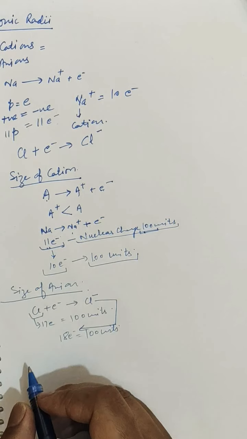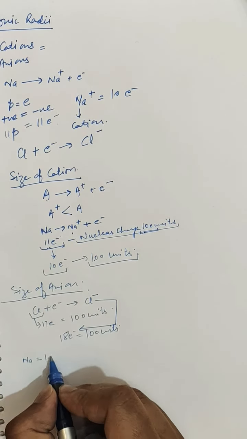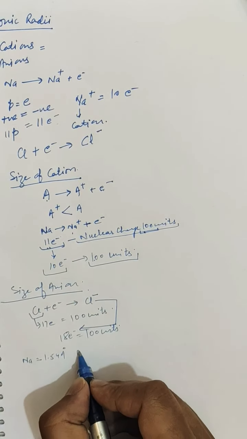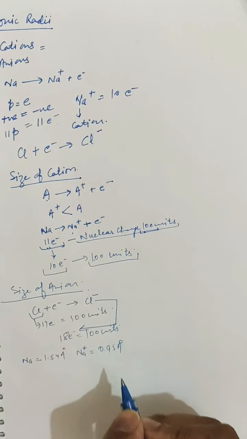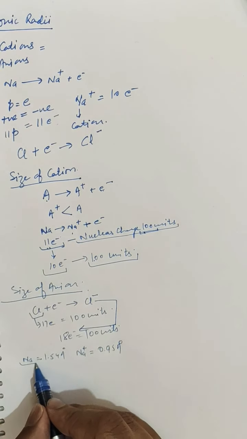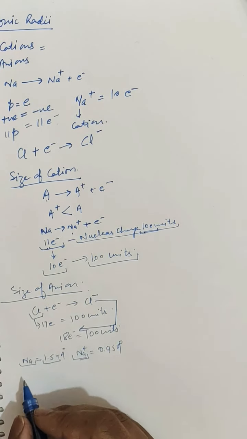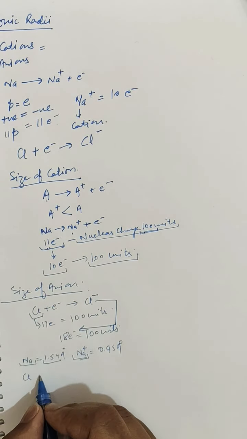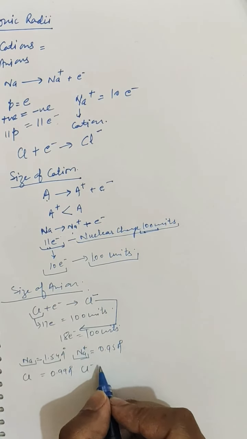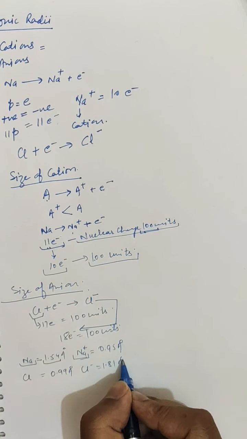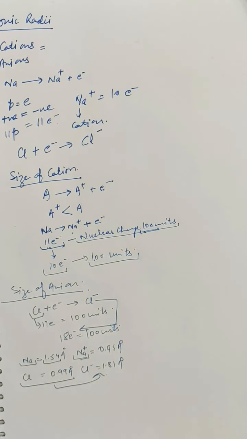So if you see, neutral sodium atom has 1.54 Angstrom size, whereas cationic sodium has 0.95 Angstrom. So you can see that neutral sodium is larger as compared to the cation of sodium. Similarly, in case of chlorine, the atomic radius is 0.99 Angstrom, whereas chloride anion has 1.81 Angstrom. So there is again an increase in the size of chloride.